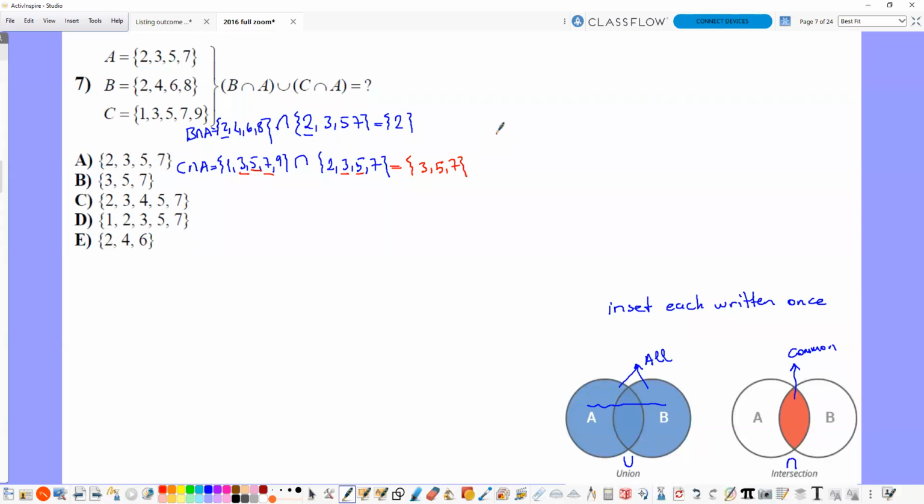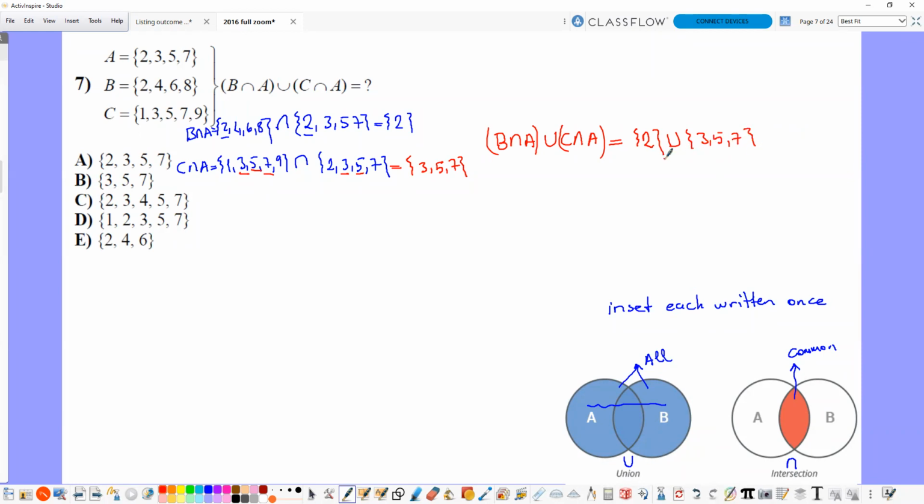Now we are coming to this step. B intersection A, union C intersection A. So here I have to take the B intersection A and C intersection A parts. I have to write this 2. This is B intersection A, which is equal to 2. And C intersection A is equal to 3, I'm sorry, 3, 5, and 7.